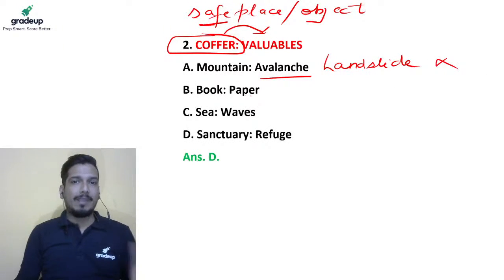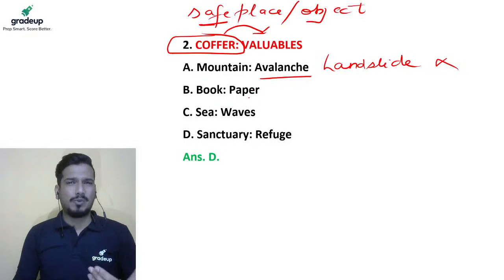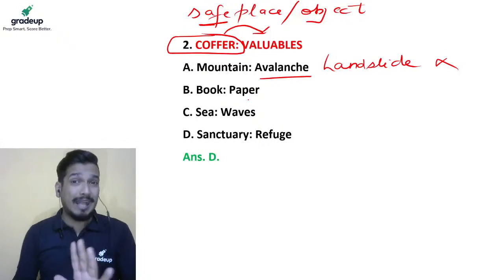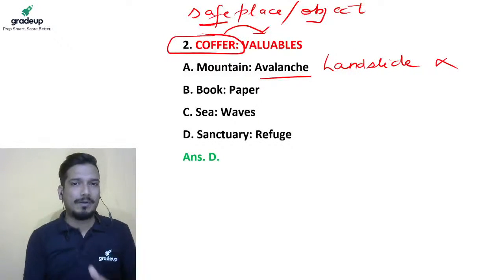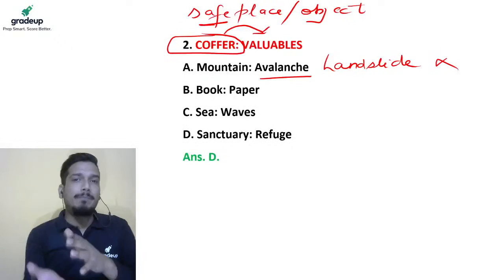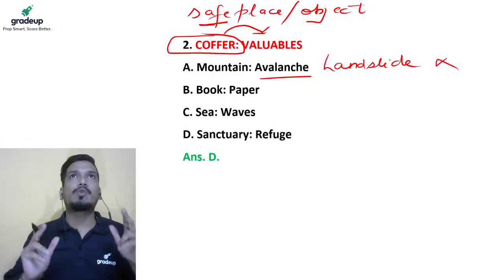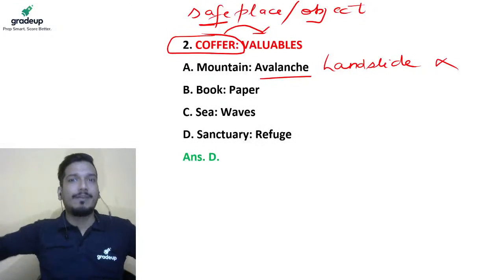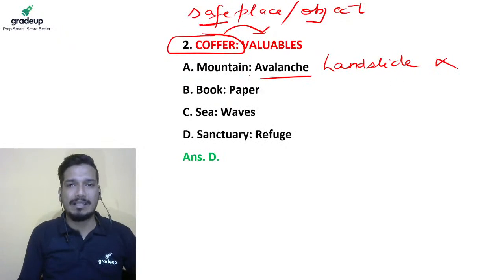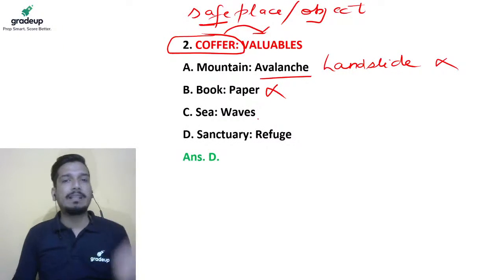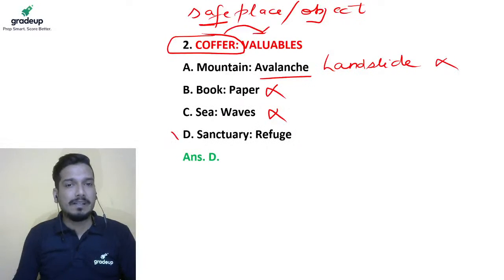Okay. B, book is to paper. Some people say that book is a place to store papers. Some people mark B and they give me this logic. But book is not a place to store papers. It's just that so many papers sewn together form a book. Also, I cannot say that book is a safe haven for paper or a safe place for paper. That does not make any sense. So even this is wrong. Sea is to waves. Sea is not a safe place for waves. Okay. The answer is D.